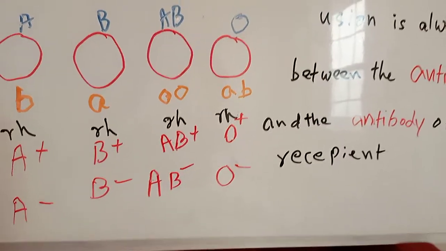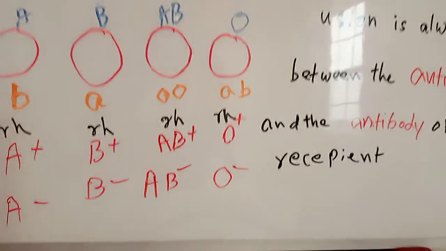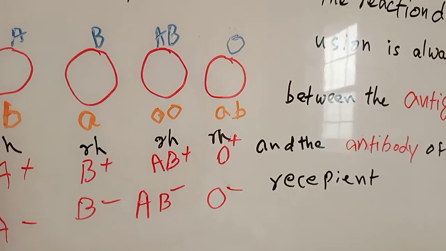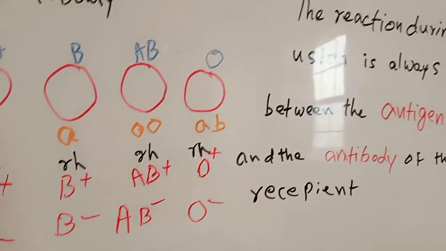Now, it is called RH factor because it was first found in the blood of the rhesus monkey in Africa. That's why it is known as RH. RH stands for rhesus monkey.